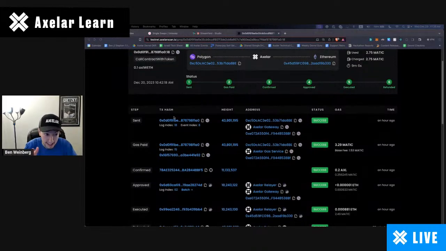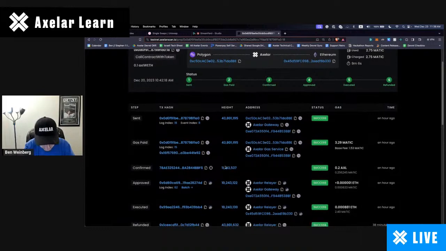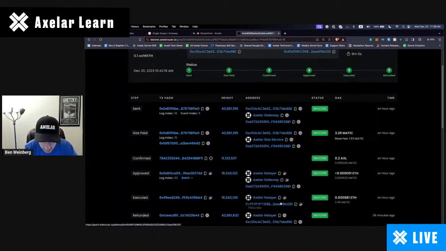So you can see here the full transaction. It was sent from Polygon. This is what we had before. It got confirmed. In other words, it was finalized on Polygon, got approved, step 4 on the Axelar network itself. Marked as approved on Ethereum. It was marked as approved by the Axelar network. And then lastly, you see that it was executed on Ethereum.